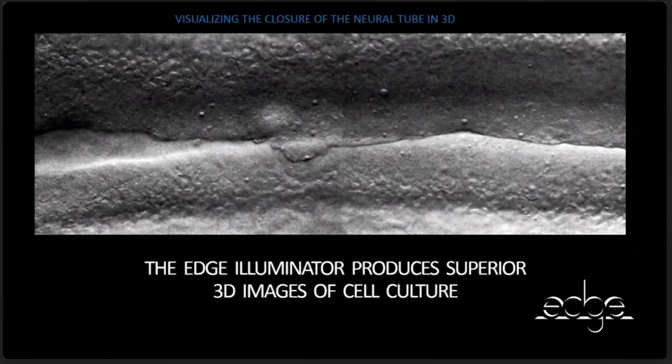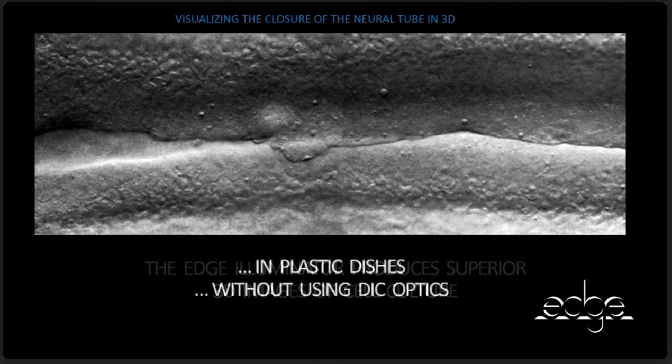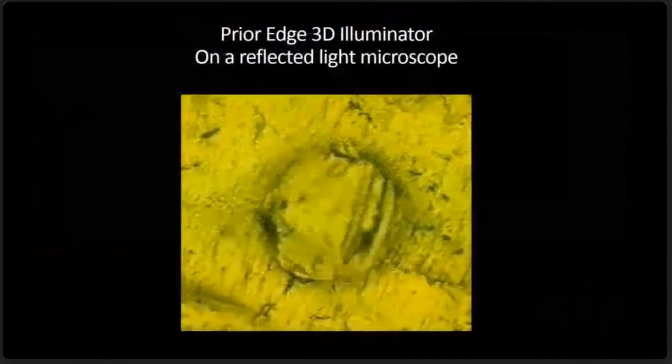And this is the visualization of the closure of the neural tube. I took this picture when I first came across these ideas, and it allows you to see great depth of field and the closure of the neural tube. And the great thing is that it does it in plastic dishes without using DIC. People like to grow cells in plastic dishes because they're much more convenient. But DIC uses polarized light, and plastic destroys the polarization. So this is the real advantage for living cells.